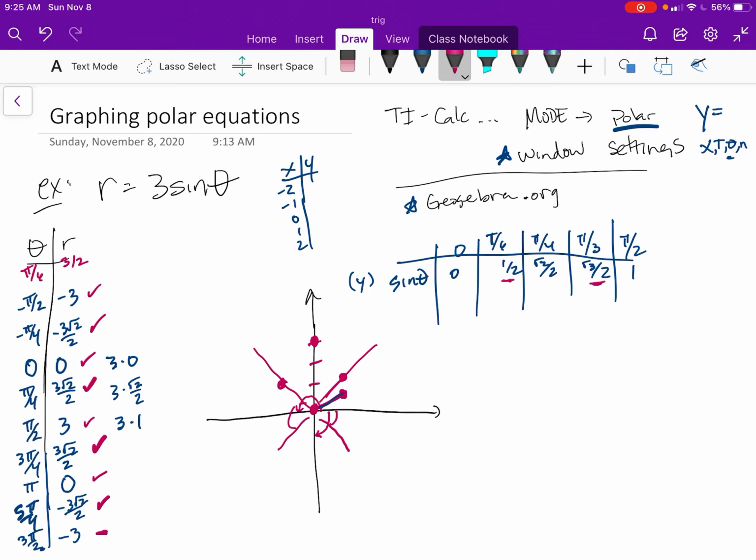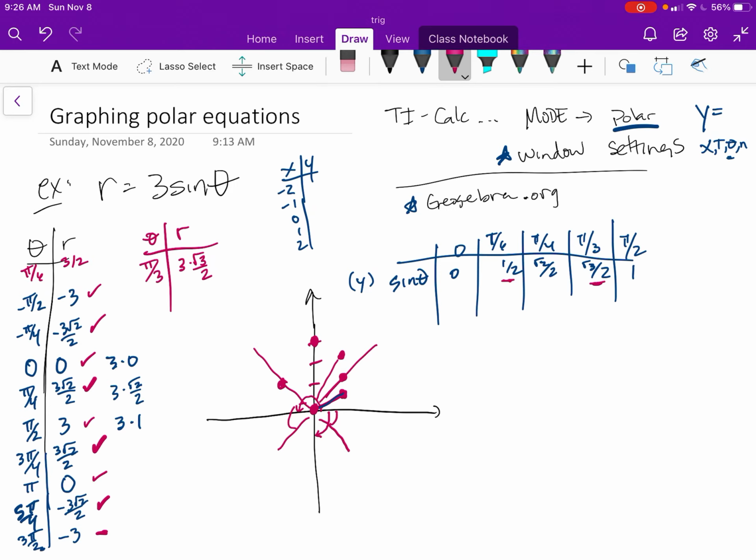Let's use pi over 3. So I ran out of room. If theta is pi over 3, then I'd have square root of 3 over 2 times 3, so 3 root 3 over 2, which is larger than 3 root 2 over 2. So when I go to do this angle, it's going to come out just a bit more. Right now, anything else, I kind of need a calculator.